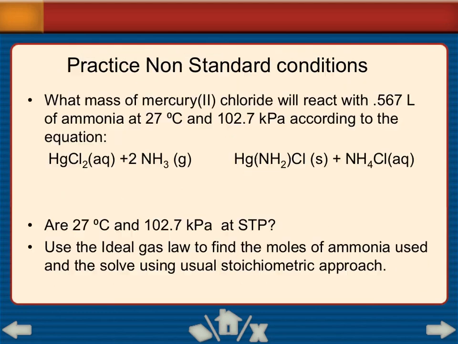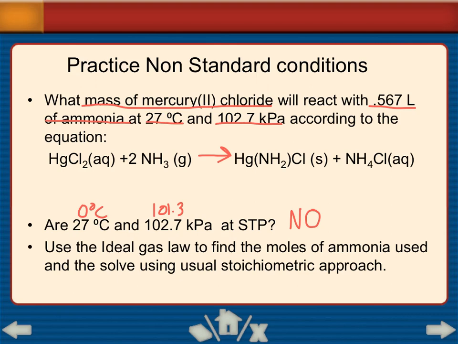Hopefully this was helpful. Okay, in this problem, we are asked to find the mass of mercury chloride which will react with 0.567 liters of ammonia, 27 degrees C, 102.7 kilopascals, according to the equation given below. So first of all, we ask our question, is this system at STP? The answer is no. STP would be 0 degrees and 101.3 kilopascals.